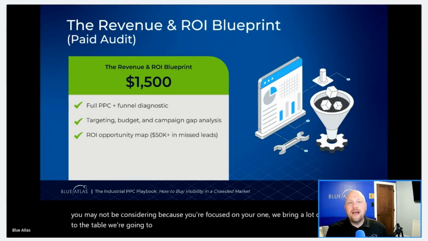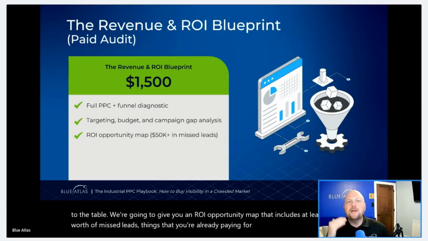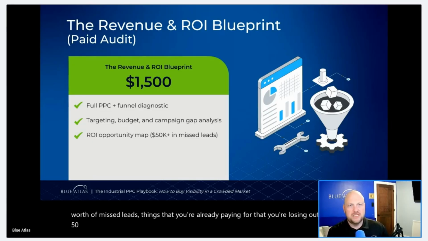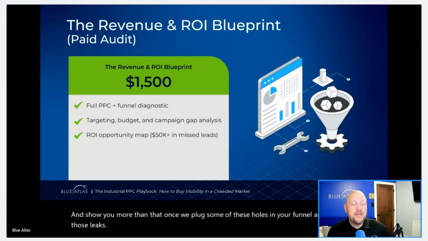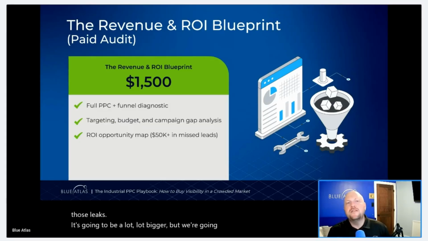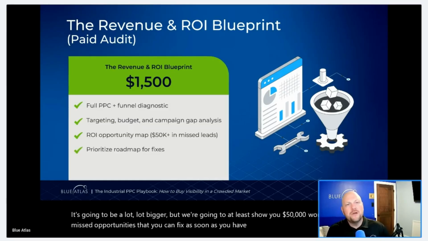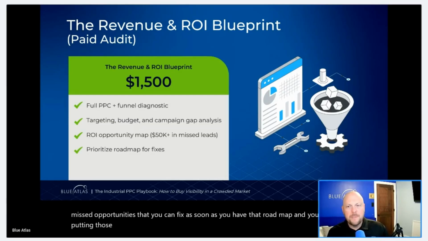We're going to give you an ROI opportunity map that includes at least $50,000 worth of missed leads, things you're already paying for that you're losing out on, at least $50,000 in business. I can guarantee we can show you more than that. Once we plug some of these holes and leaks in your funnel, it's going to be a lot bigger. But we're going to at least show you $50,000 worth of missed opportunities that you can fix as soon as you have that roadmap and start putting those things in play.